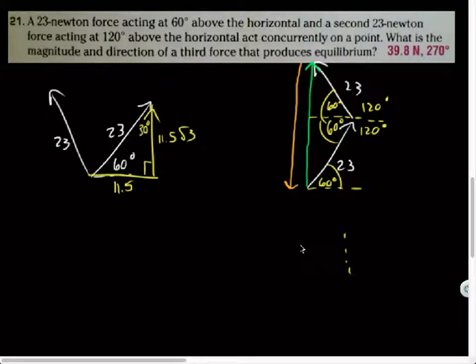If you remember your special right triangles, or you can use trig for this, whatever you decide to do. This one over here, this would be 11.5, because this is 60 as well, because this was 120, and adds with 60 to be 180. And this is 30. You guys getting any of this?